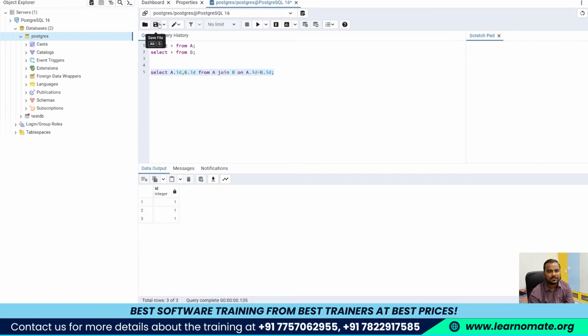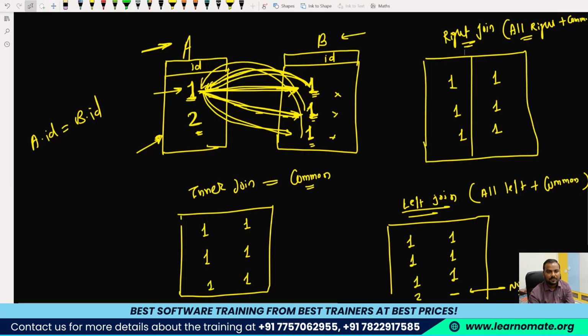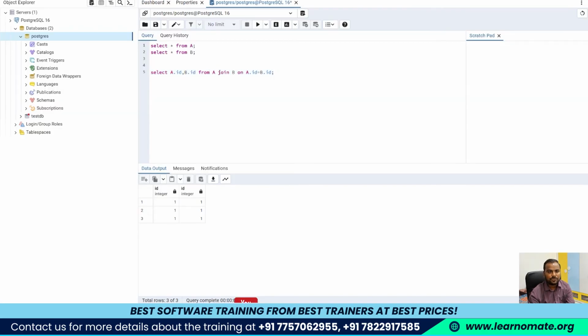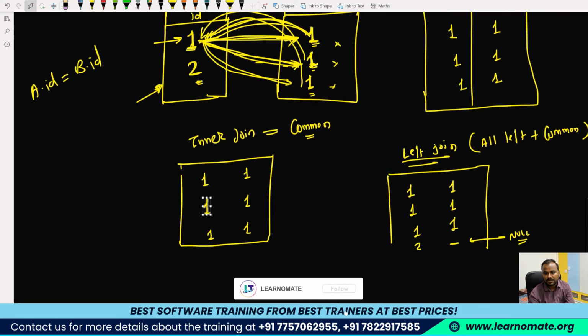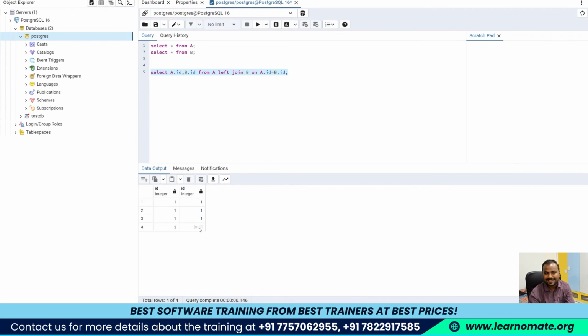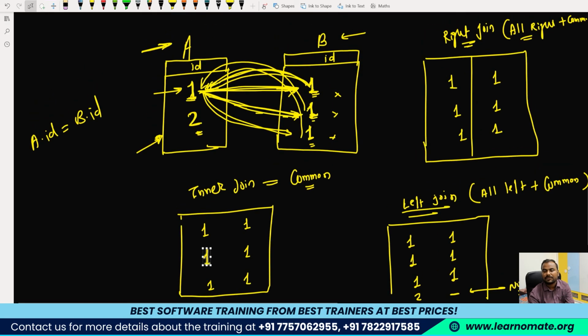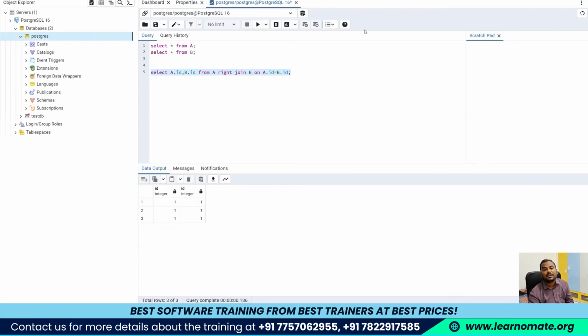Let me try to run it. If I run it, I'm getting 1 1, 1 1, 1 1. You can see here. If I want to do a left join, you just mention left here. So it will fetch all the records from your left hand side. So 1 1, 1 1, 1 1, 2 and null. See here, this is null. And if I want to do a right join, I'll mention right, and you can see 1 1, 1 1, 1 1 here. This is what I have explained to you in today's lecture.